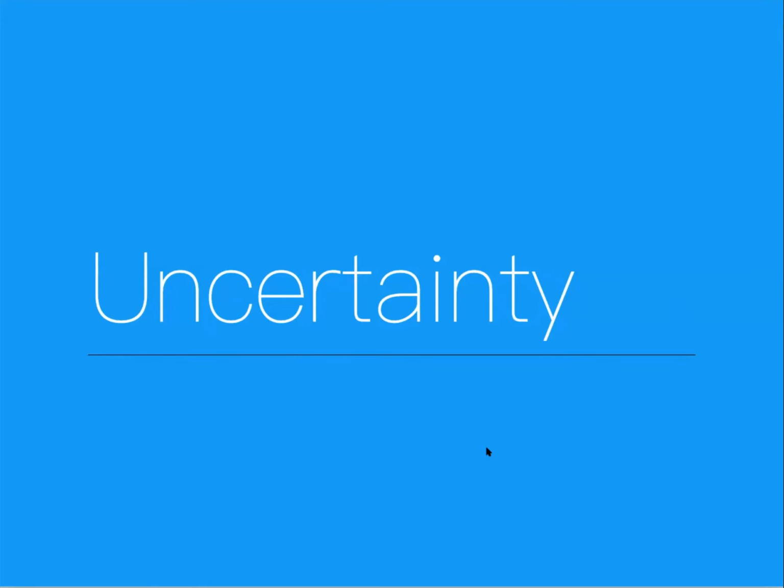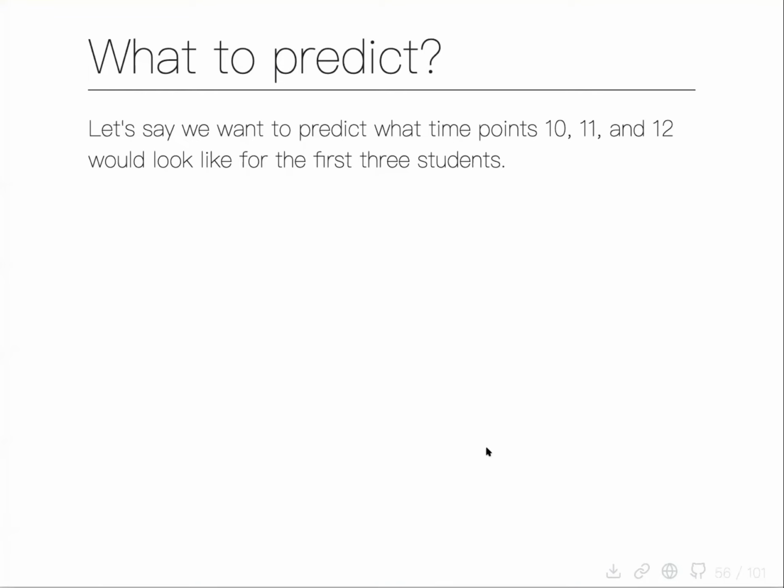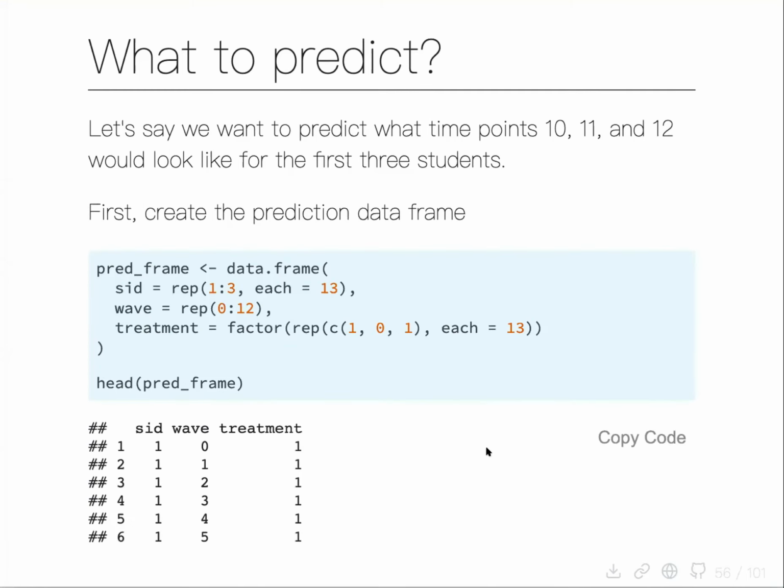All right, uncertainty. What to predict? Let's say we want to actually predict what these three students' scores would be for time points 10, 11, and 12. We have 0 to 9. What about 10, 11, and 12? What we could do is, again, create another prediction data frame. My convention is generally to call these things pred frame, and in many cases we have multiple of them, but if I just have one, it's usually pred frame.